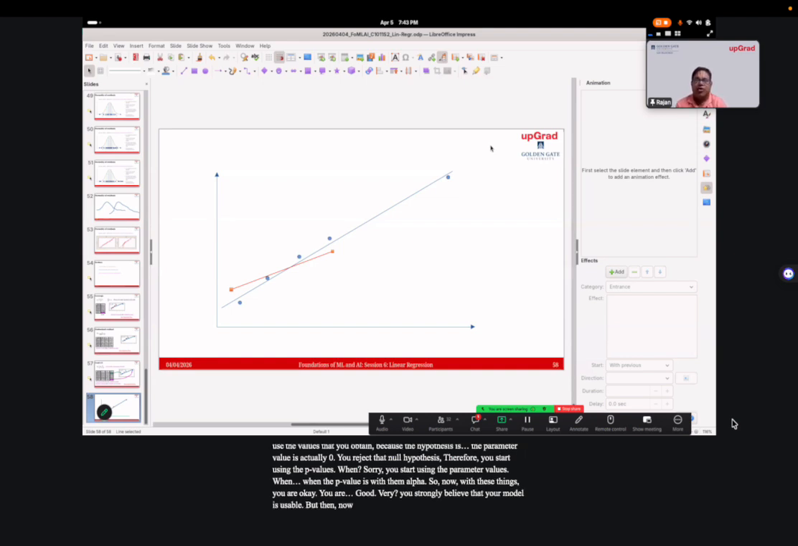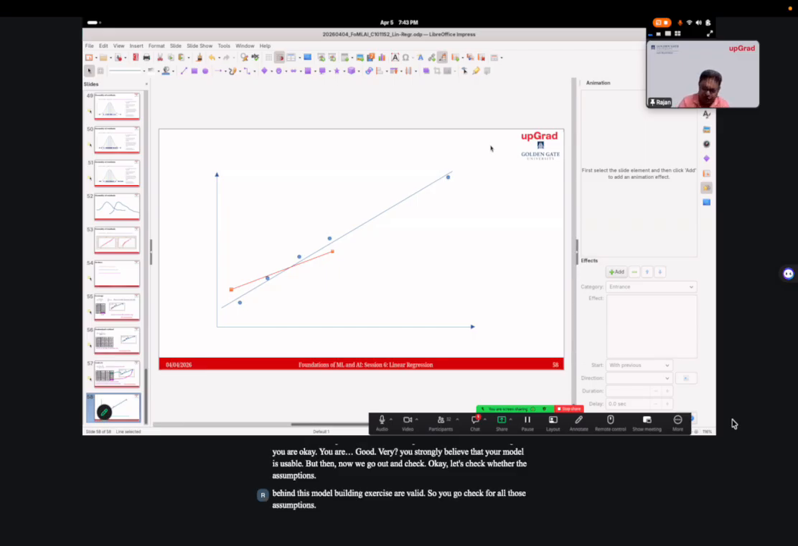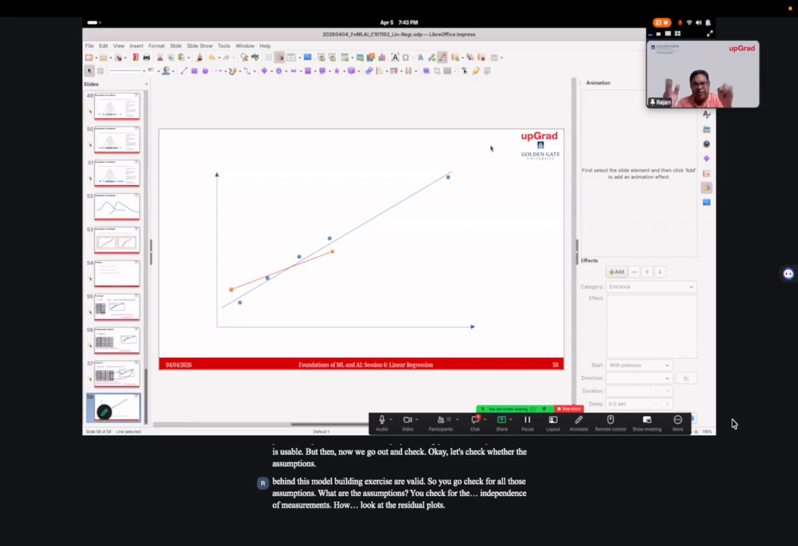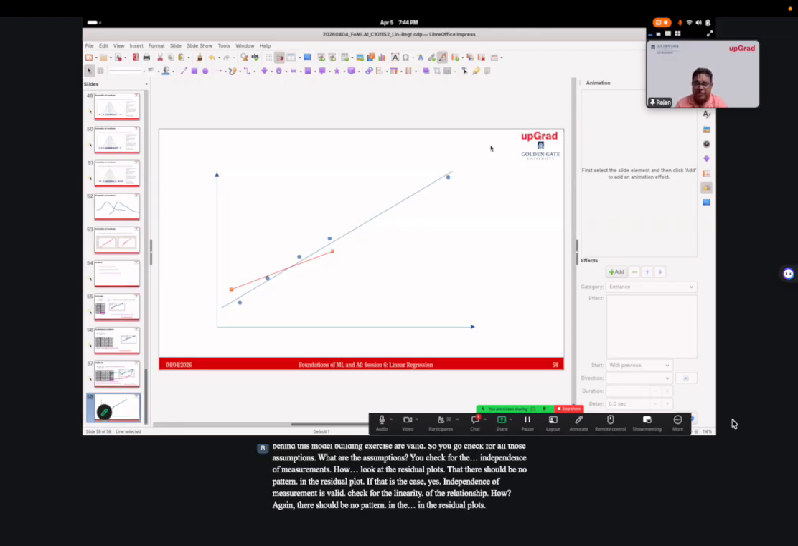But now we go ahead and check whether the assumptions behind this model building exercise are valid. So you go check all those assumptions. What are the assumptions? You check for the independence of measurements. How? Look at the residual plots. There should be no pattern in the residual plot. If that is the case, yes, independence of measurement is valid. Check for the linearity of the relationship. How? Again, there should be no pattern in the residual plots. If that is the case, the linearity assumption is also valid.